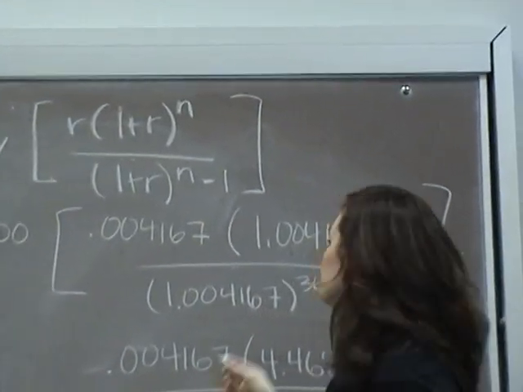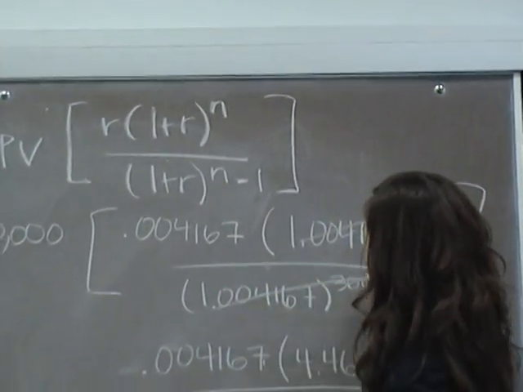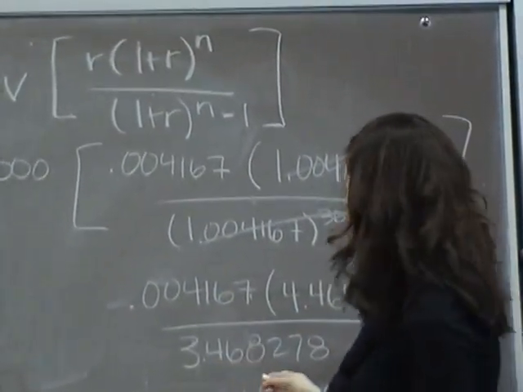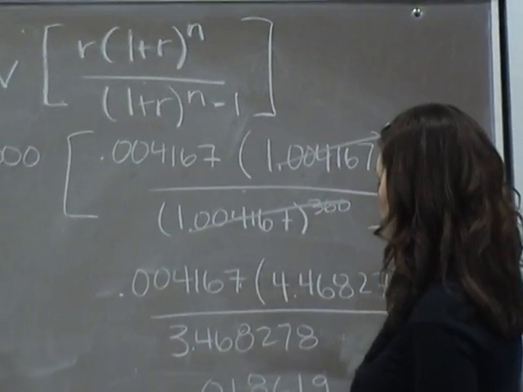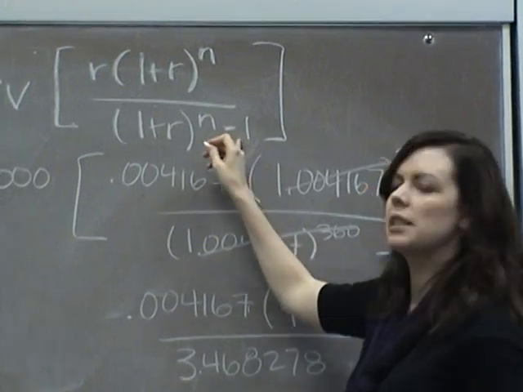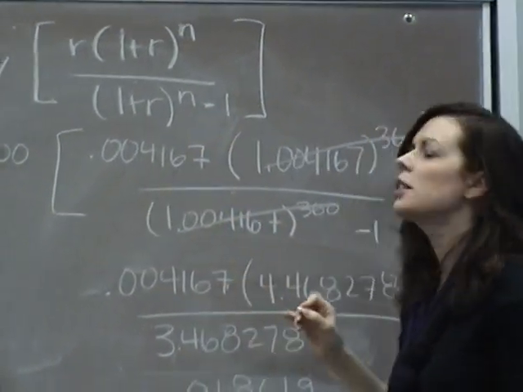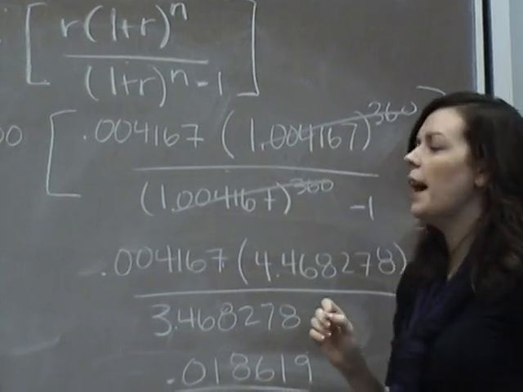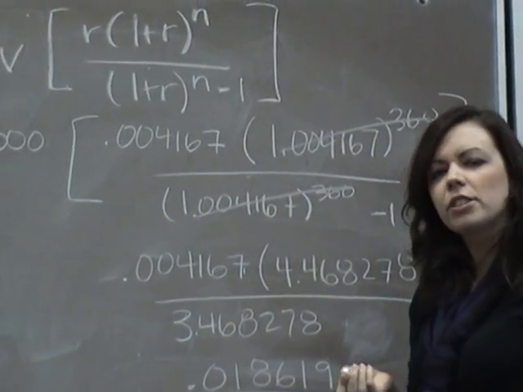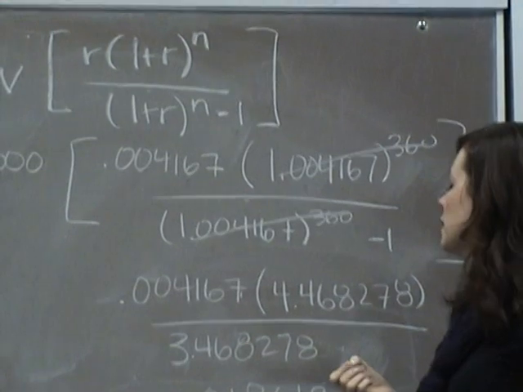Now I need to solve for my parentheses. You only have to do it once. It's 4.468278. Now on the bottom, you'll notice this minus 1. So you'll see that I need to take minus 1 from that. A lot of students forget that for some reason, so make sure you don't miss that step.